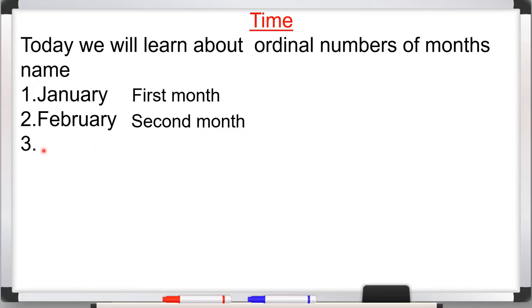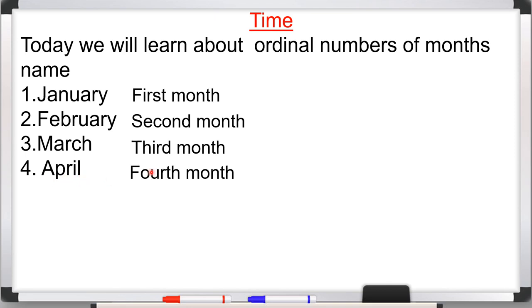Now third one is March. So March is the third month of a year. These are the ordinal numbers. Third month. Now fourth is April. So April is the fourth month. So what is the spelling? Fourth month.